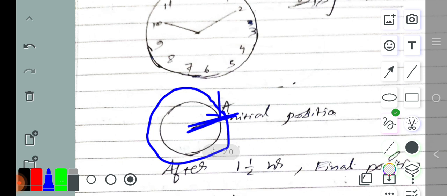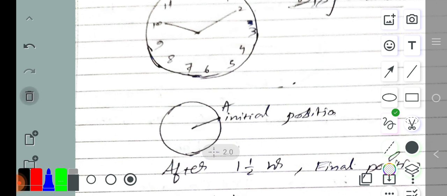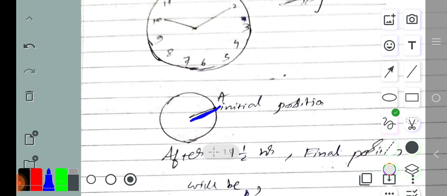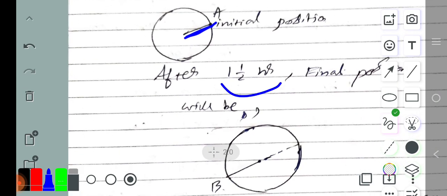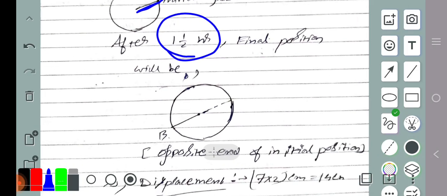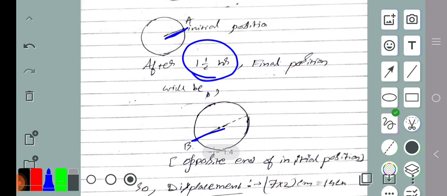But they are not asking about after 1 hour. After 1.5 hours means 1 hour 30 minutes. See properly. After 1 hour, the minute hand comes back to the same position. But after 30 more minutes, that is after 1.5 hours, the minute hand will be at this position. Think of your clock. Within 1 hour, the minute hand is in this position, and after half an hour, 30 more minutes, the minute hand is at this position.